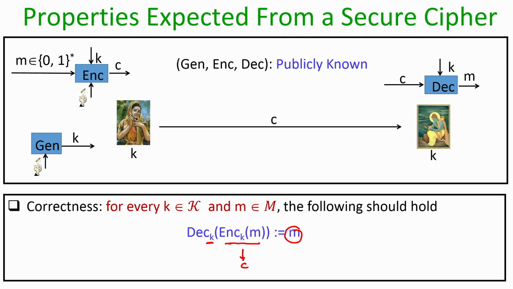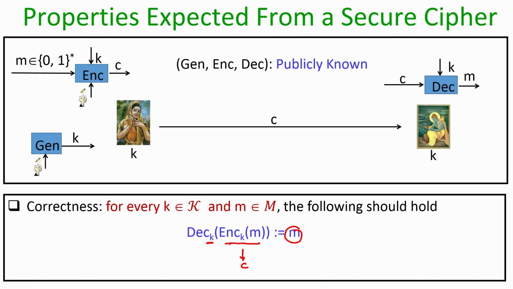To give you the analogy, if you have a physical lock and I have two copies of the key, what this correctness property demands is that if I lock the lock using the key and send that lock in a locked condition to you, and you also have the same key, and you try to open that lock using the key that you own, you should be able to open the lock from the locked condition to the open condition. That is roughly the analogy you can imagine from this correctness requirement.